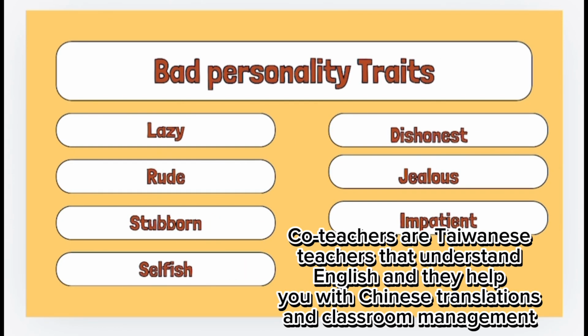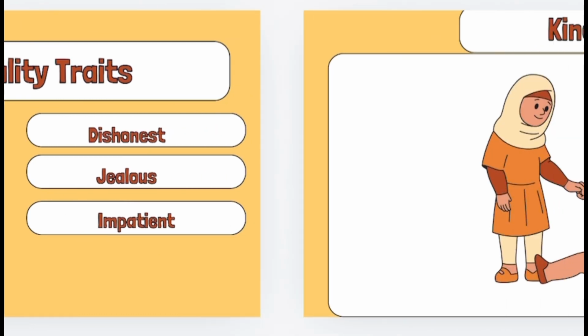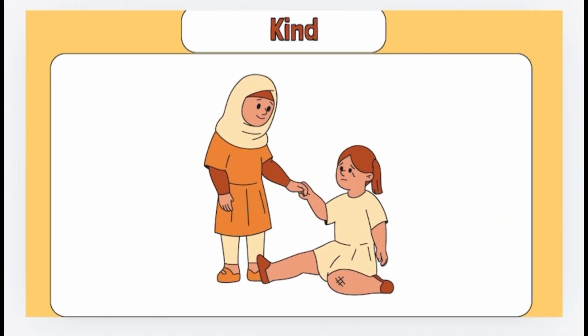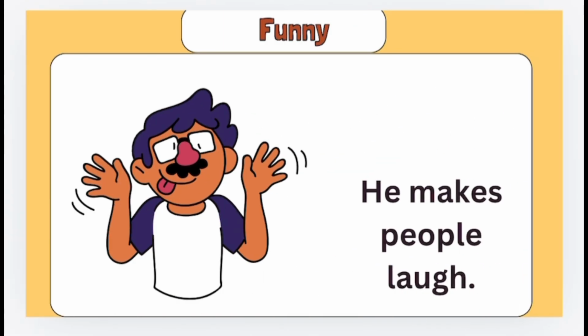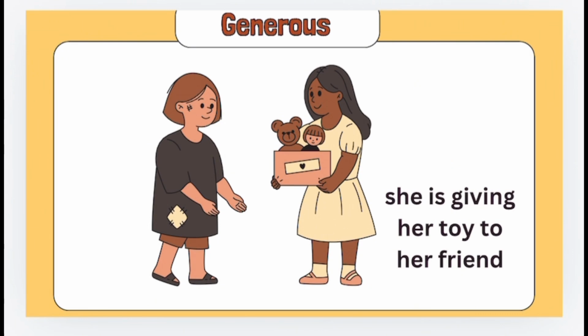And my co-teacher will also help with translations when the need arises. Then I also mention some bad or negative personality traits. Then I start to show them pictures. So this picture is illustrating kind. I drill them on these vocabularies: kind, funny, so that they understand it better. And with the help of these pictures, they understand what I'm trying to say.